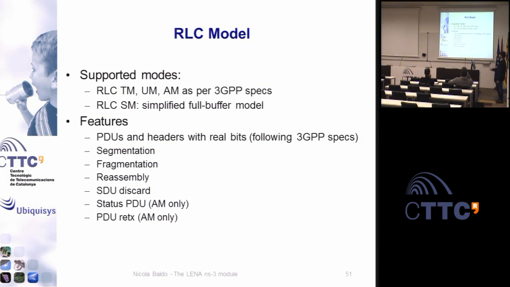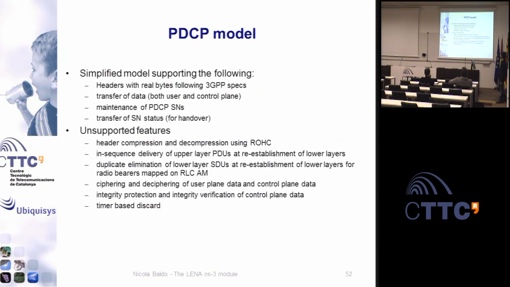For the PDCP model, we have realistic headers with the same structures as the 3GPP headers, but we do not support a lot of features. The only features that we support are transfer of data, maintenance of sequence numbers, and transfer of SN status for handover purposes. But we do not support header compression, ciphering, integrity protection, and so on, because we are not interested in evaluating these aspects of communications.